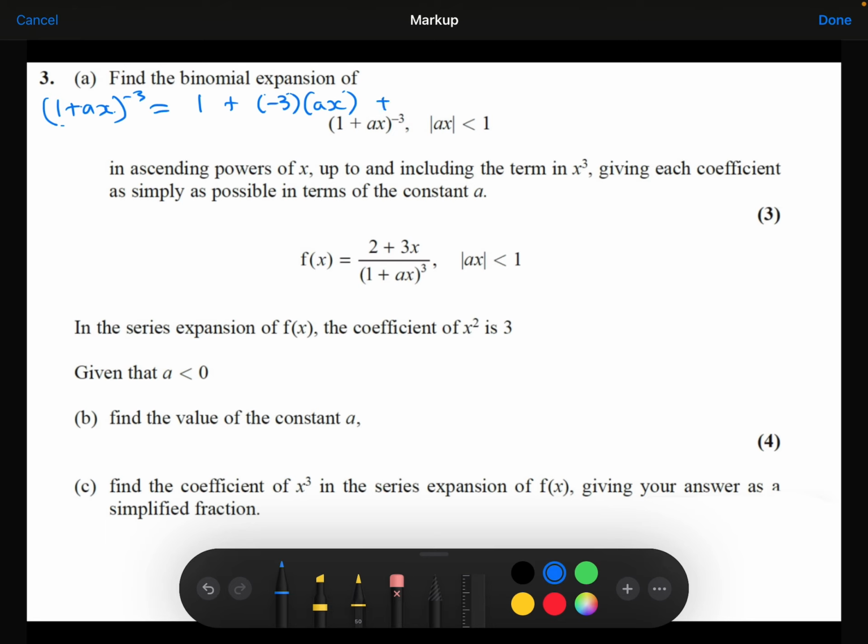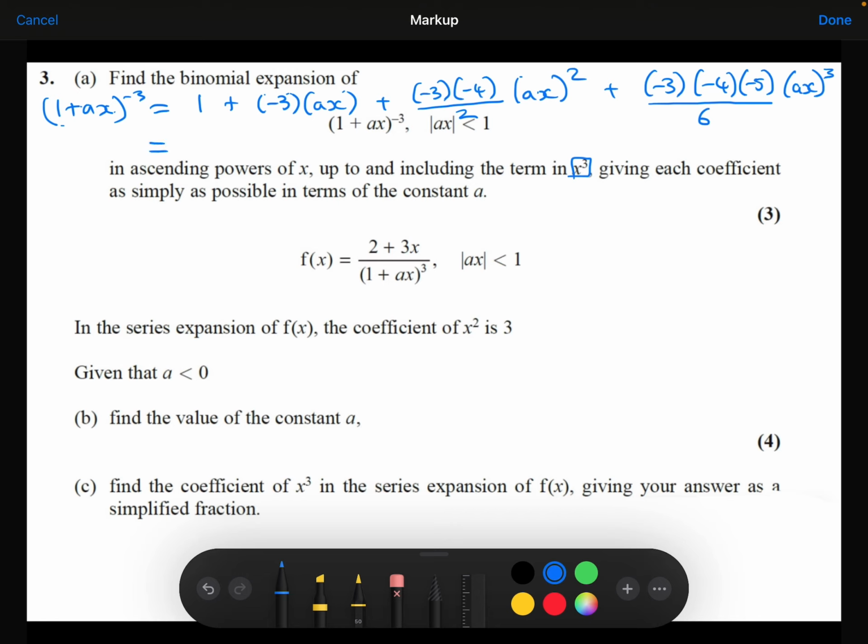Right, next term we've got n times (n − 1) over 1 times 2, times (ax) squared. And we need one more term. We need to get up to the x cubed term, so we'll do n times (n − 1) times (n − 2) over 1 times 2 times 3, times (ax) cubed.